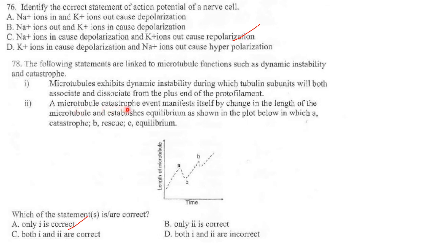Now, a microtubule catastrophe event manifests itself by change in the length of the microtubule and establishes equilibrium as shown in the plot below, in which A is catastrophe, B is rescue and C is equilibrium. But actually when you draw the length of microtubule to the time, you will get a graph like this. But A and B are catastrophe and C, and if you see over here this region, it is rescue. So statement 2 is not correct. So the answer is option A, that is only 1 is correct.